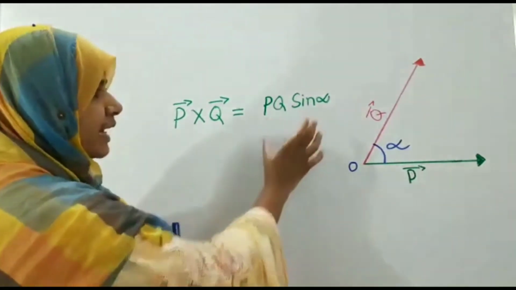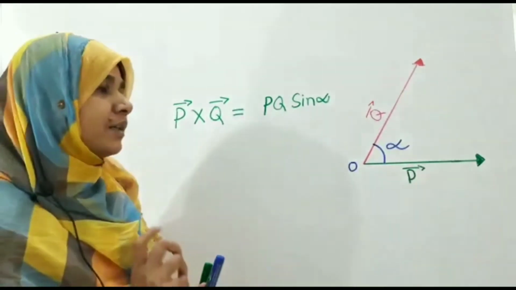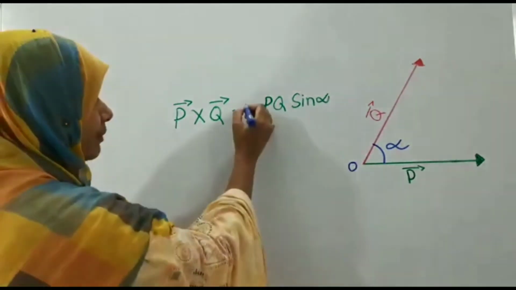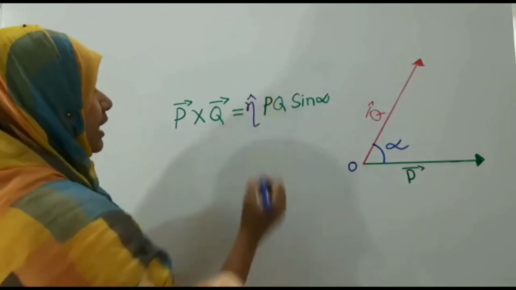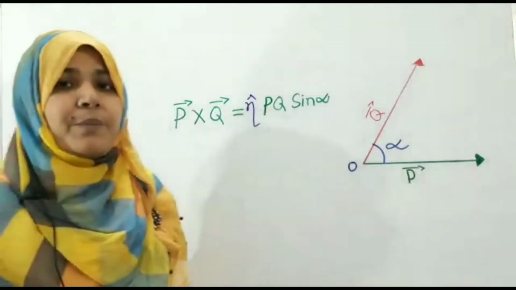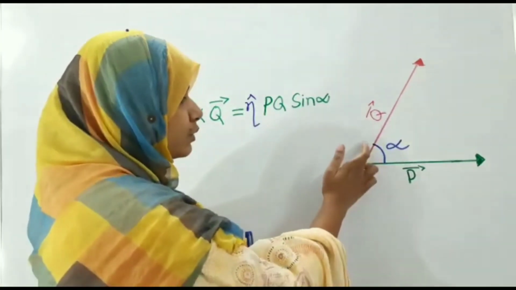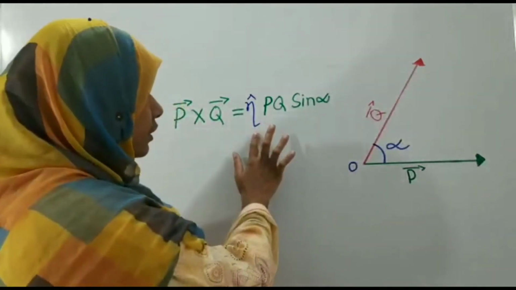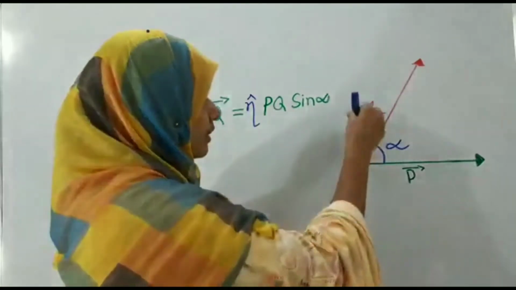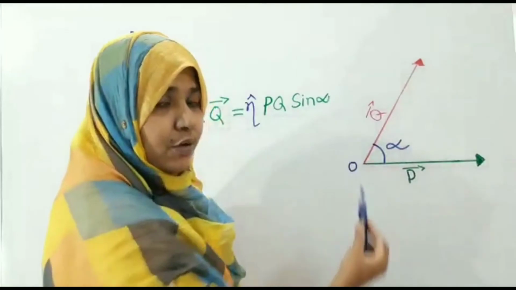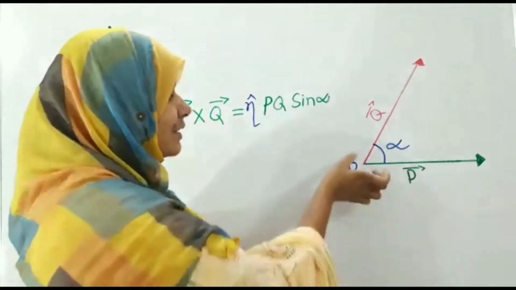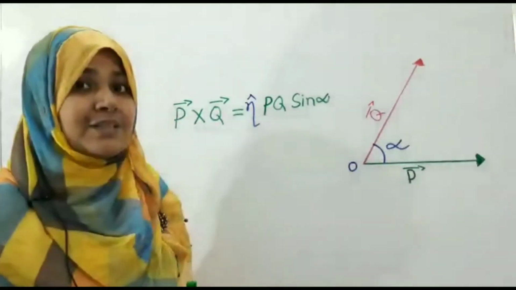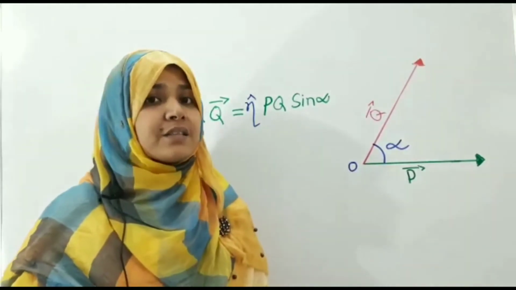So here PQ sin alpha indicates the magnitude of this quantity, and the direction of this new vector quantity will be indicated by a unit vector eta, and this unit vector will always be perpendicular to these two vectors. That means this unit vector will be either in the upward direction or in the downward direction. It always remains perpendicular to these two vectors, and we can identify the direction of eta, or this unit vector, with the right hand screw rule.